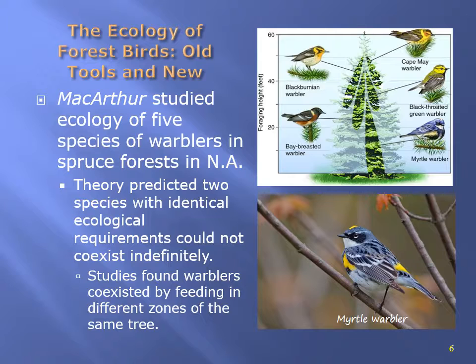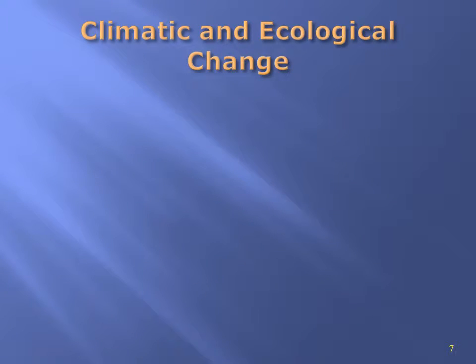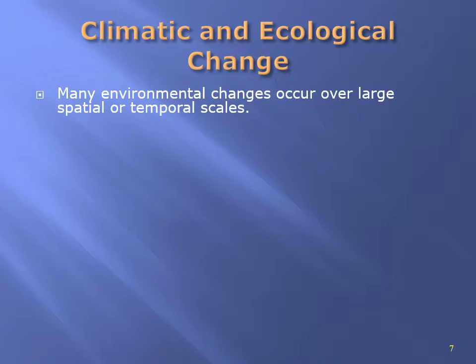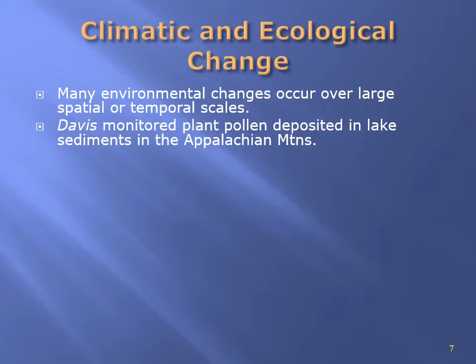Now this would be an example of looking at a smaller scale of ecology, looking at a couple different species. And the next example here, looking at climate change and ecological change, looks at a much broader scale. So a lot of environmental changes occur over a large scale. One example of an environmental change is when the climate changes.